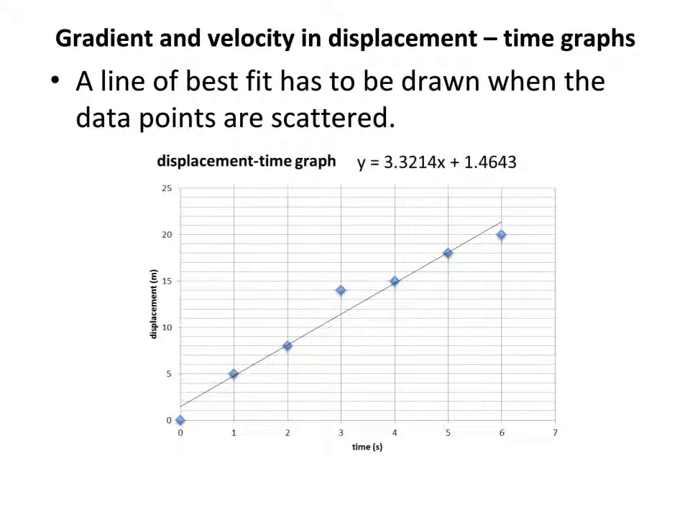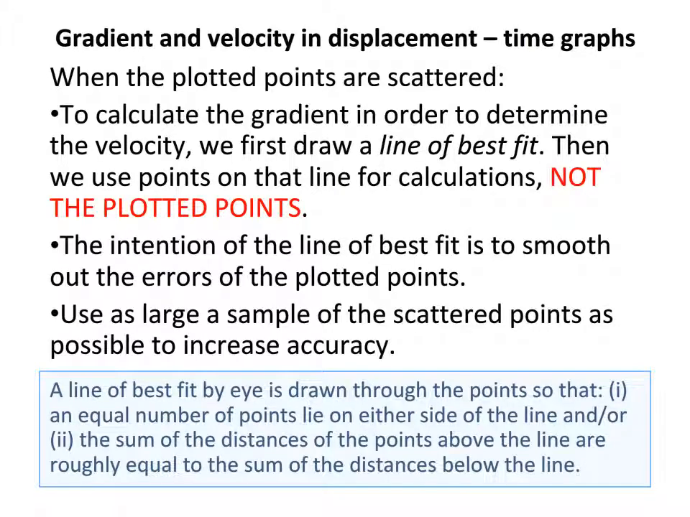When the data points are scattered, we draw a line of best fit through the points. We want to calculate the gradient of the line in order to determine the velocity. So we draw a line of best fit first, and we use the line for our calculations, not the plotted points. The intention of the line of best fit is to smooth out the errors in the plotted points, and we use as large a sample as possible to increase the accuracy.